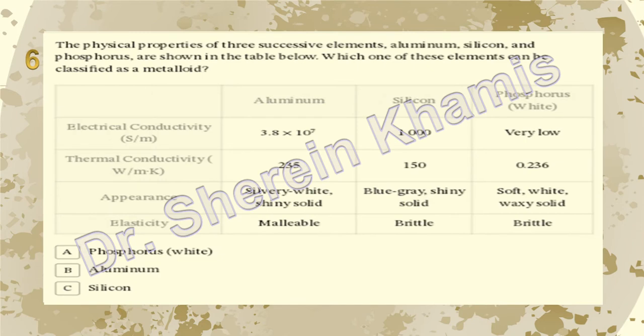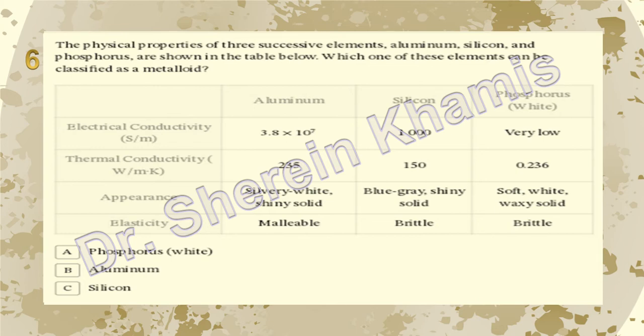In question number 6, we have a table indicating the physical properties of 3 successive elements. We have aluminium, silicon, and phosphorus, drawn in the table below. Which one of these elements can be classified as a metalloid?